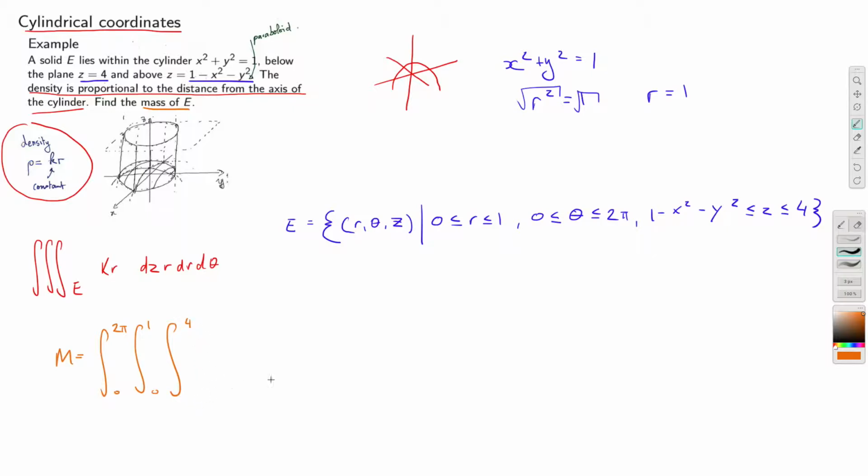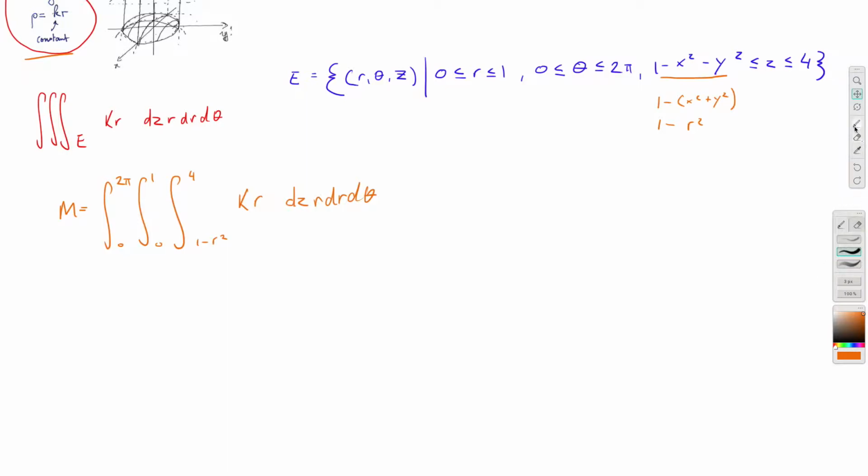Before you write 1 minus x squared, how could you simplify this? It could be rewritten as 1 minus (x squared plus y squared), and we know that x squared plus y squared equals r squared, so we can rewrite this as 1 minus r squared, and that makes things a whole lot easier. Then we have k r, based on the formula where density is proportional to the distance from the axis of the cylinder. And then we just have dz r dr d theta. Now we have to integrate, so let's integrate carefully.